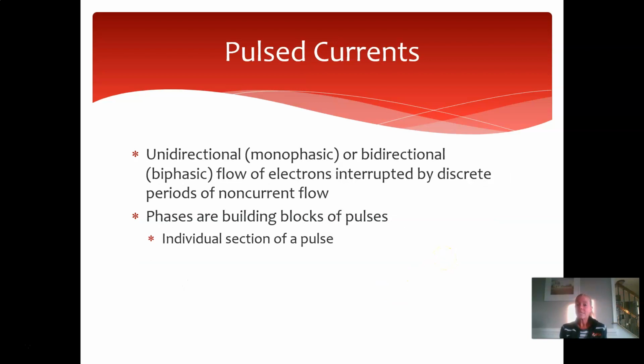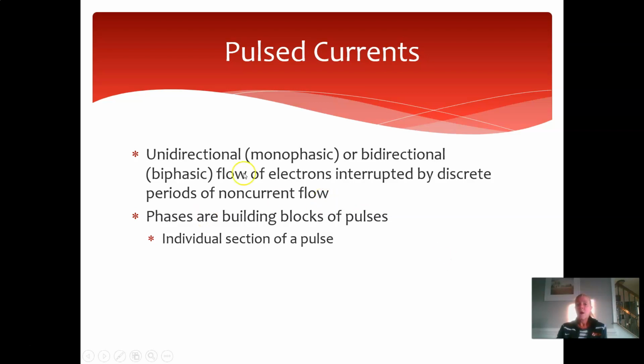Okay, so those are our continuous currents. We have direct current, we have alternating current. Those are continuous, they're non-interrupted, they will continue to flow the entire time. Now we're switching gears a little bit, we're going to talk about pulsed currents. So these can be unidirectional or monophasic, that means the same thing, or they can be bidirectional or biphasic, and these are going to be periods of electron or electricity flow interrupted by periods of non-electricity flow.